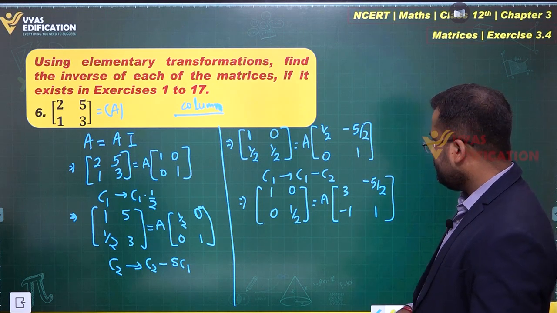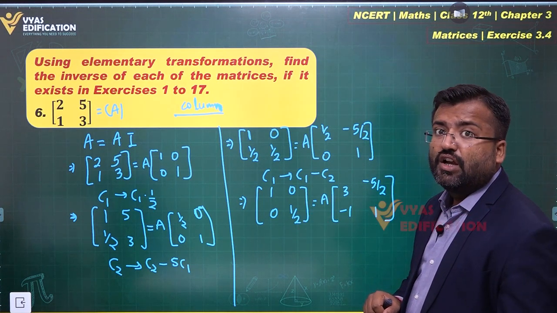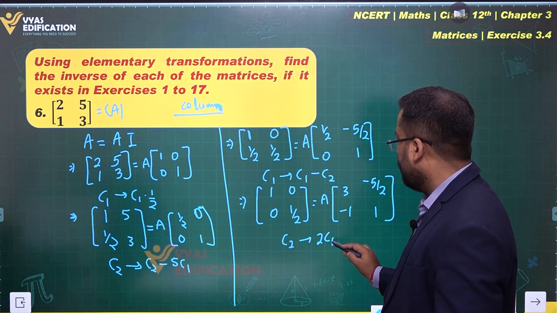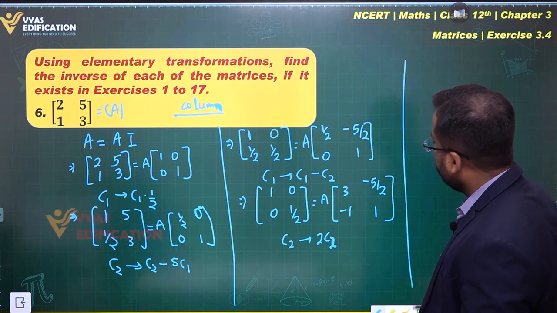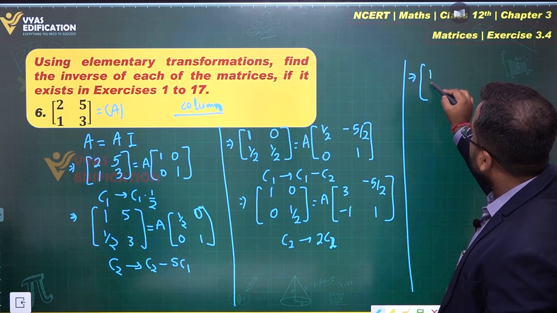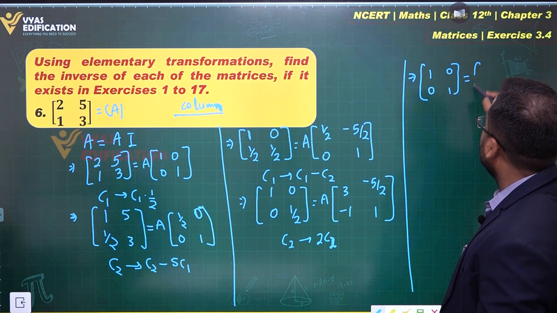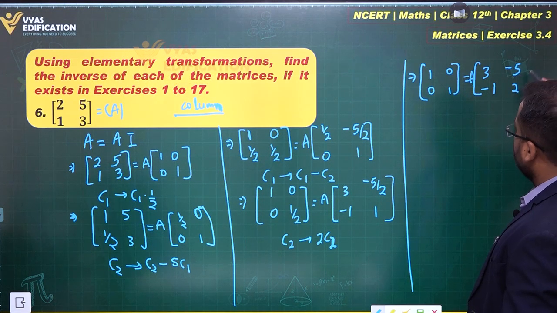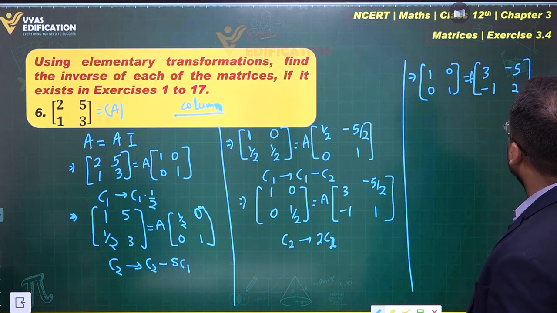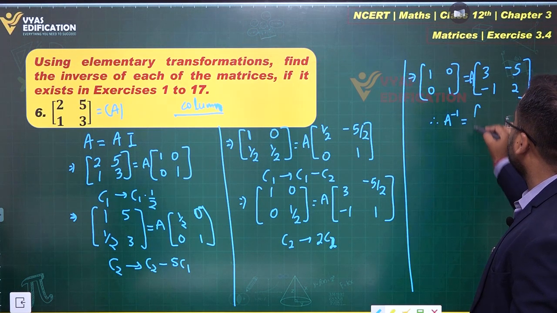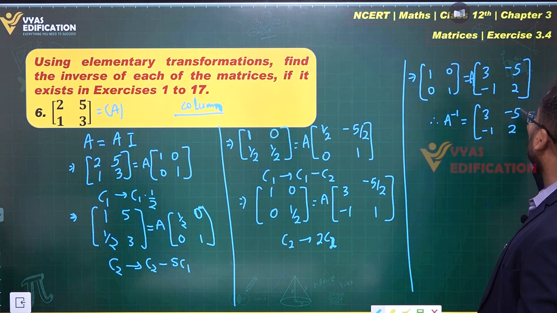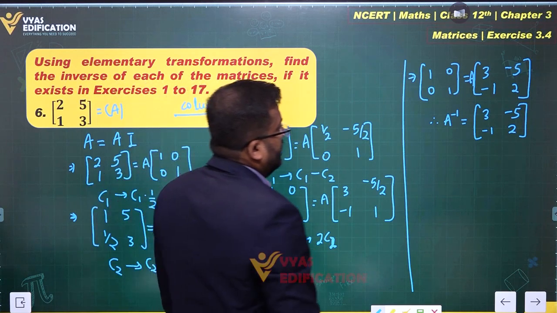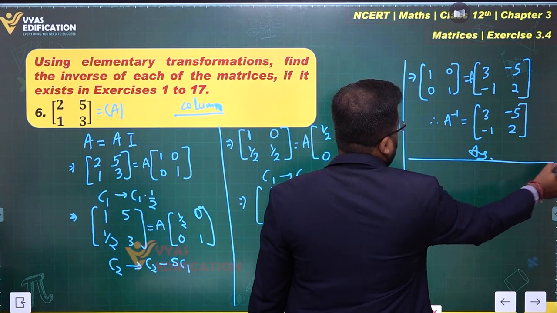What next? This has to be converted into a 1. So we'll have to apply C2 replaced by twice C2. Now what does that give me? This gives me 1, 0, 0, 1 is equal to A times 3, minus 1, minus 5, 2. This is what you get, and therefore A inverse is equal to 3, minus 5, minus 1, 2. This is the value of A inverse for us, and that's my answer. Anything else which remains?